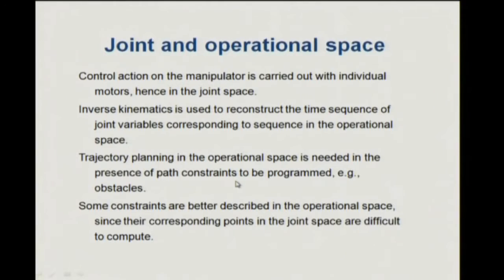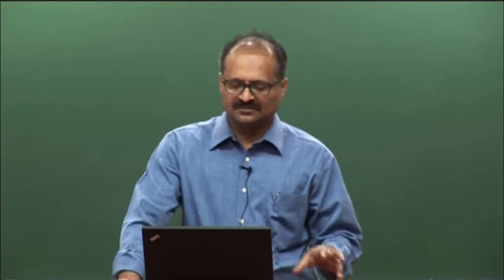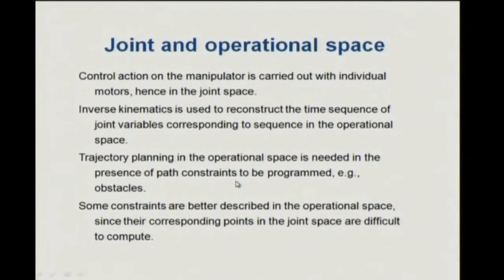So, then this overall concept of the joint and the operational space. You have single axis motors, so control finally has to be done there, and I call that the joint space. And if you have data in the operational space, you can do inverse kinematics or you can do Jacobian control, you can bring it down to the joint space. But you can't just deal with it.